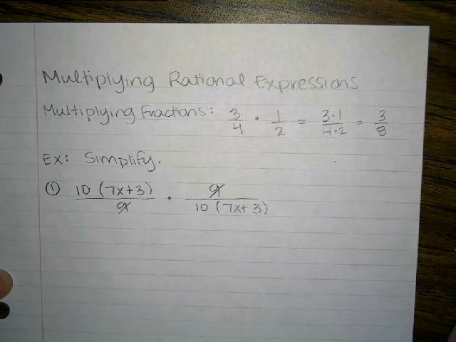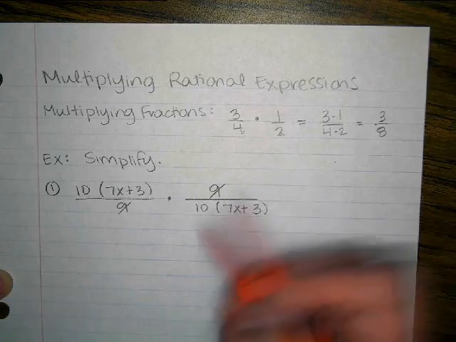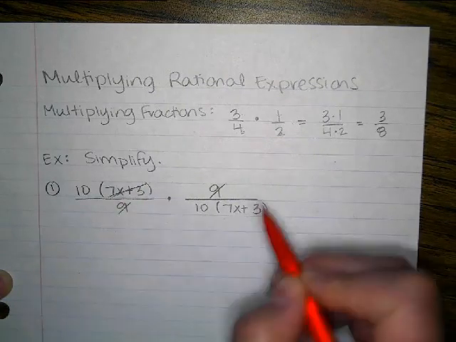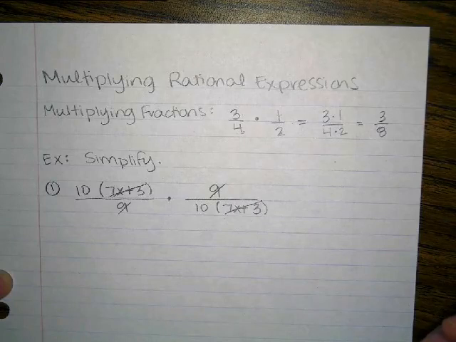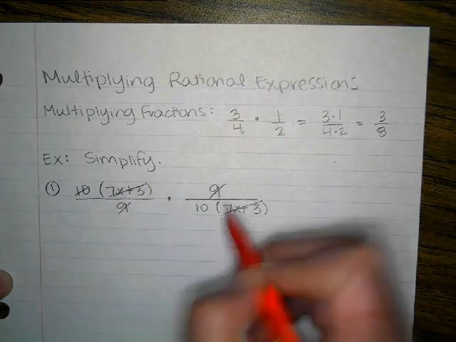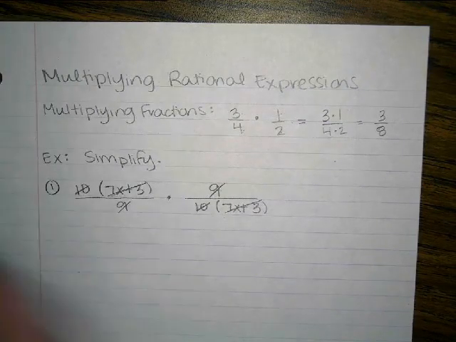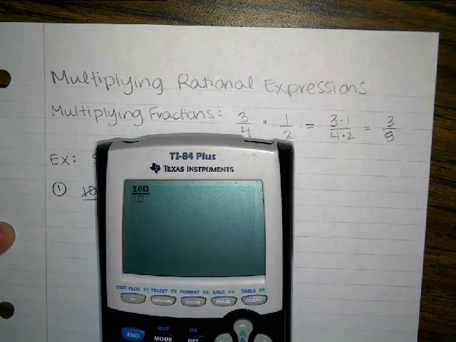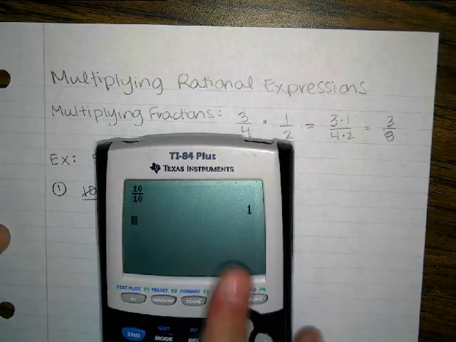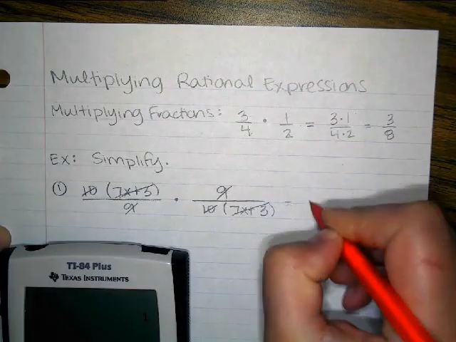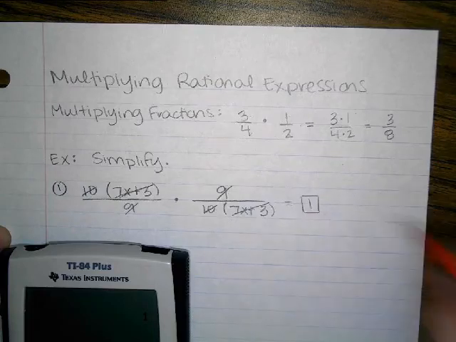What else can I cancel? Yeah, the parentheses, right? Those are identical: 7x plus 3, 7x plus 3. What else can I cancel? The tens. So when I cancel everything, it leaves a 1 behind. Because if you remember, if I type 10 over 10 into my calculator, that doesn't leave a 0 behind, that leaves a 1 behind. So anytime all the stuff cancels, that leaves me with 1. So this final answer is 1.